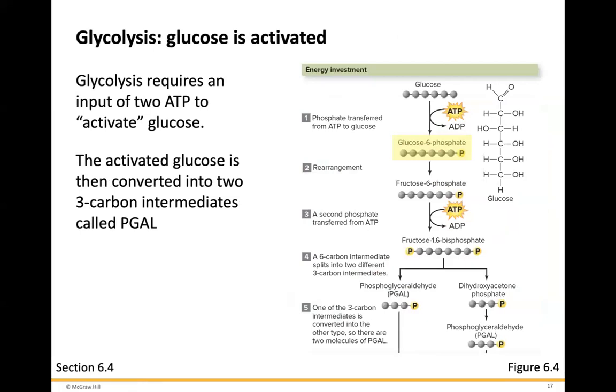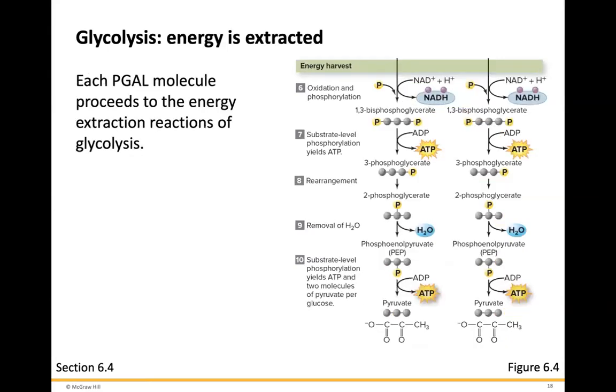So if we look at glycolysis in a little more detail here, glycolysis requires the input of 2 ATPs to activate the glucose molecule. The activated glucose is then converted into 2 3-carbon intermediates called pGal. And if we look at the individual steps here, those phosphates that you're adding to the glucose molecule is the reason why you need the 2 ATP molecules. You have the first one coming in, puts the phosphate group right here. Then you have the second one come in, put the second phosphate group right here, okay? And then this will create the pGal intermediates.